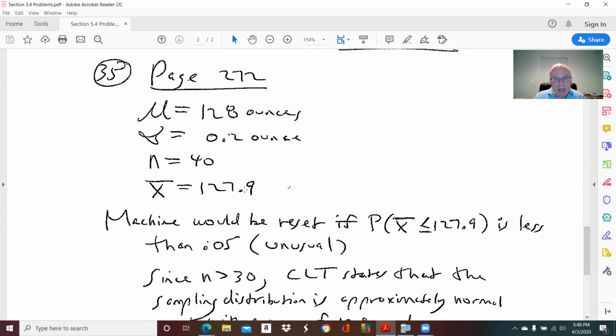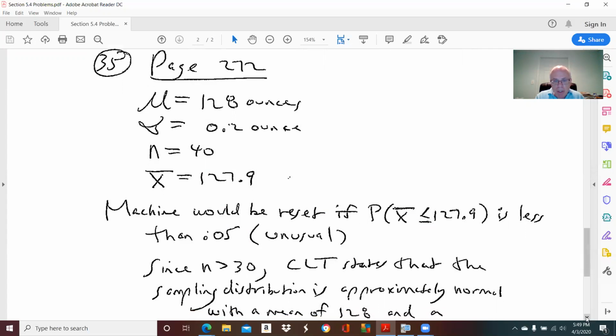Now, since 127.9 is less than 128, when we set up the probability, we'll say, what's the probability that X bar, the sample mean, is 127.9 or less? All right, get the idea? Or more extreme or further away than 127.9. Since 127.9 is less than 128, we're going to say less than or equal to 127.9. I hope you get that idea. Because it's less than, we're saying anything that is 127.9 or less is what we're calculating. And if we find that it's less than 0.05, then the machine would be reset.